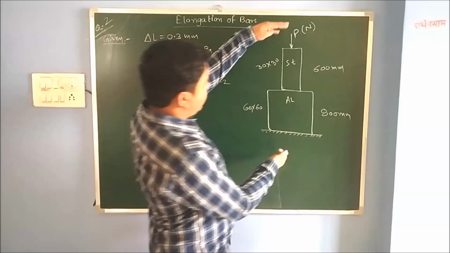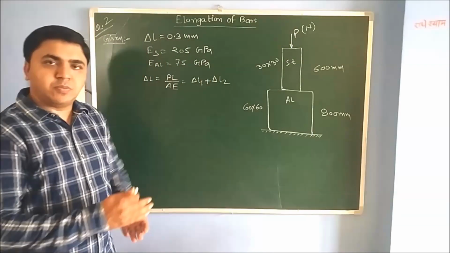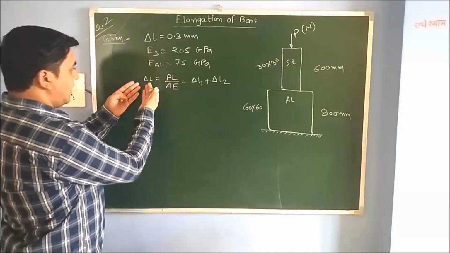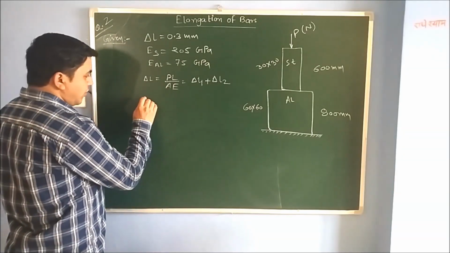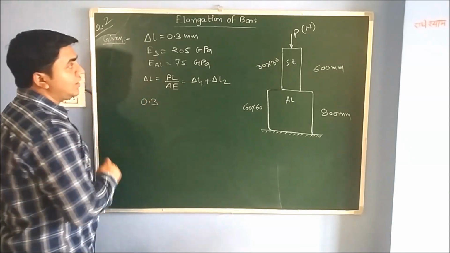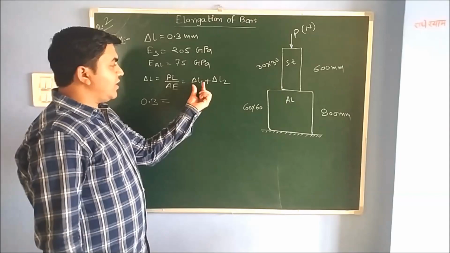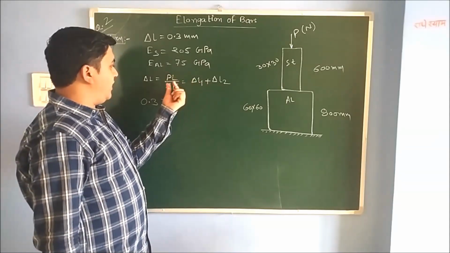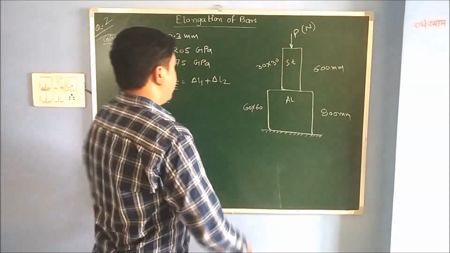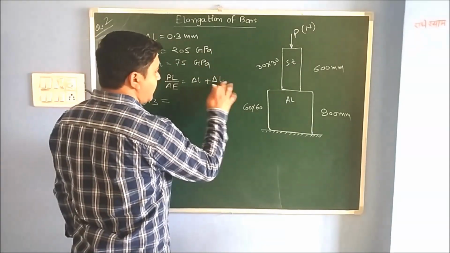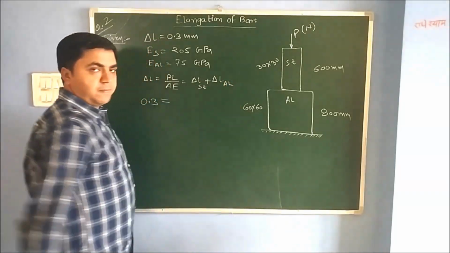Okay, so here the member is in compression. So delta L1, delta L2 should be negative values and delta L should also be a negative value. So this negative value will be incorporated here. So 0.3 m is the contraction given to you. Delta L1 is what? PL by AE for section 1, that is steel. Or instead of 1 and 2, I can write delta L for steel and delta L for aluminum.